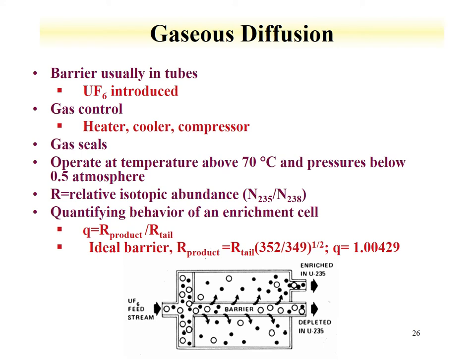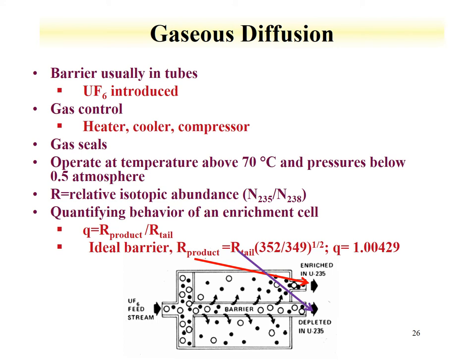You can quantify the behavior of an enrichment cell by this factor, being the R of the product and the R of the tail, where R is the relative isotopic abundance, the number of 235 divided by the number of 238 atoms. From an ideal barrier, we would have something where the product and the tail, so this would be the tail, what makes it through the diffusion barrier, and the product, what comes on the other side.